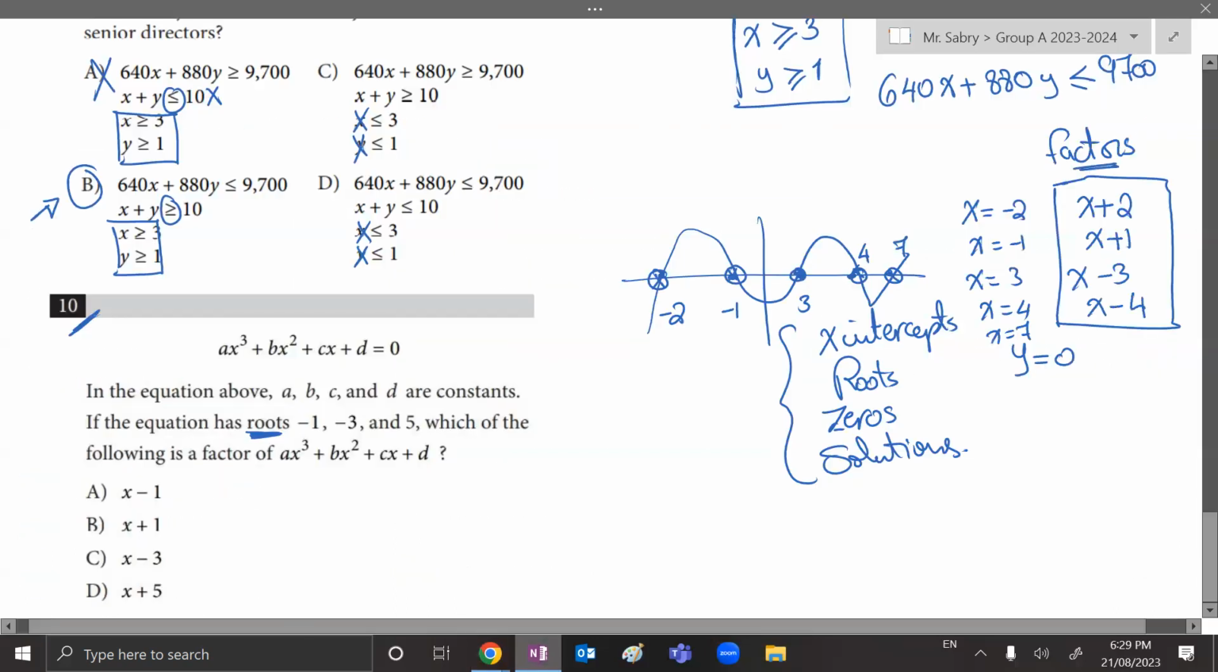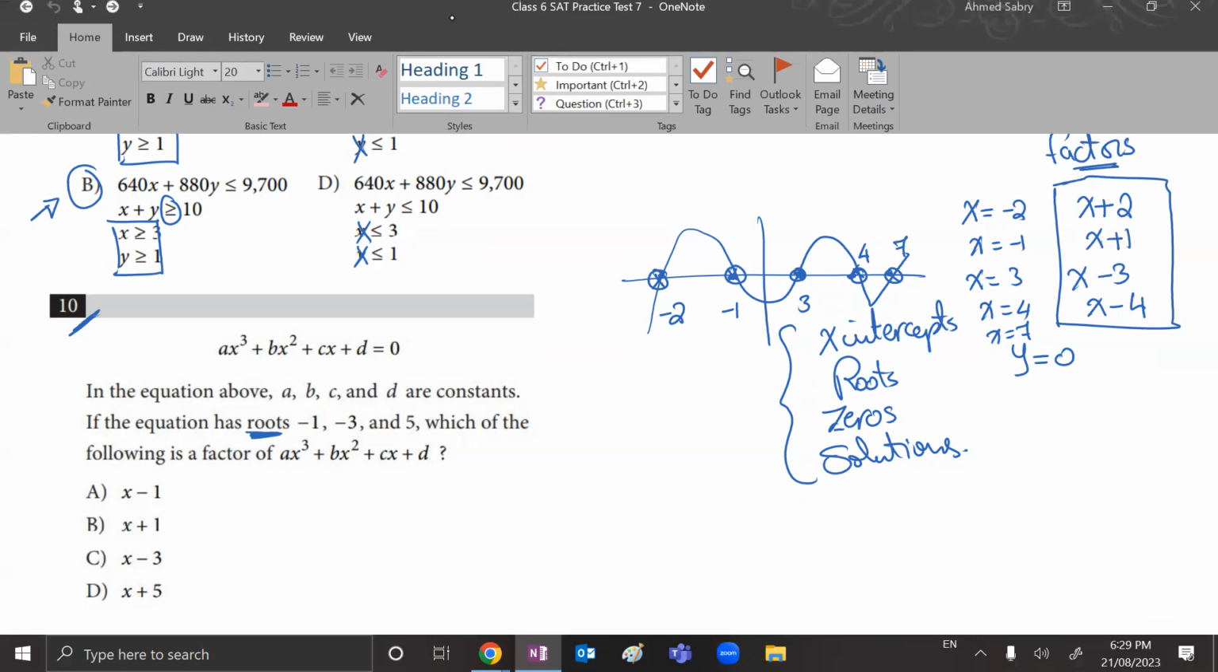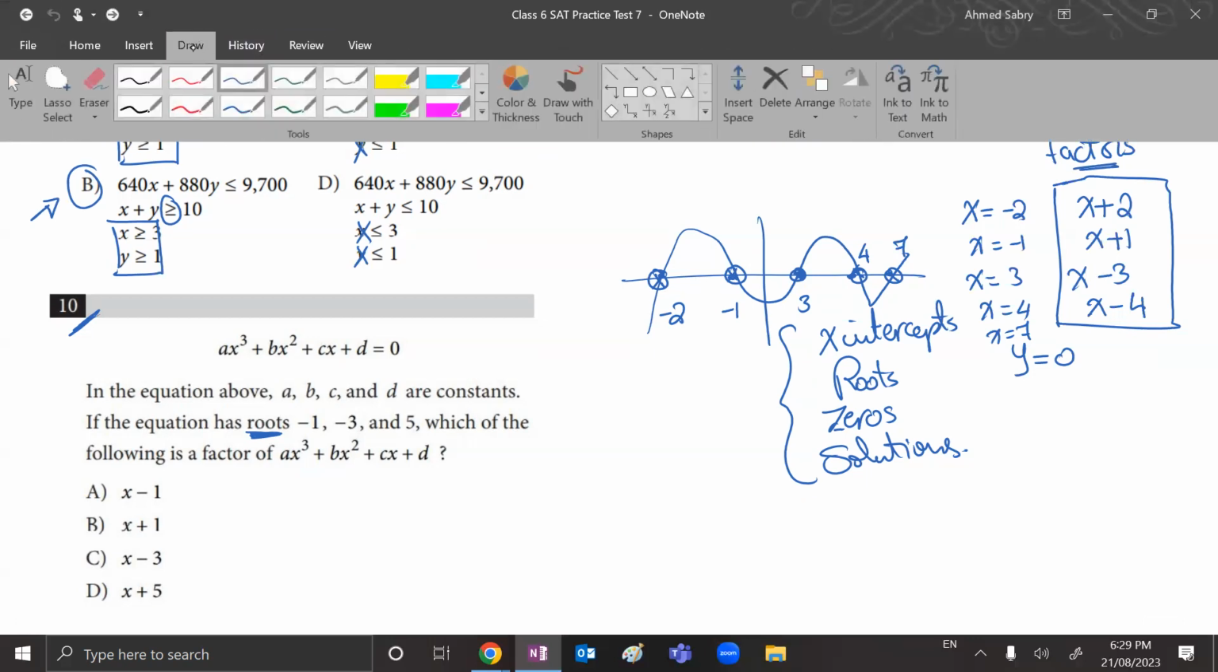Are we good? Okay, he gave me the roots. I'm sorry, Lulu. What? Yes, sweetheart. Okay. So again, the x-intercepts, which are the roots, the zeros, the solutions, all of them are the points where the graph... Give me a second.